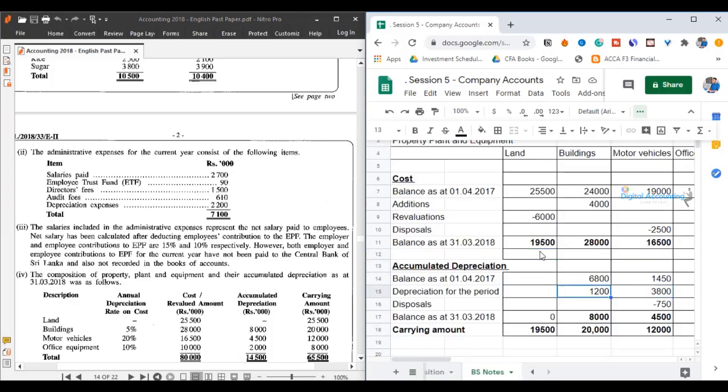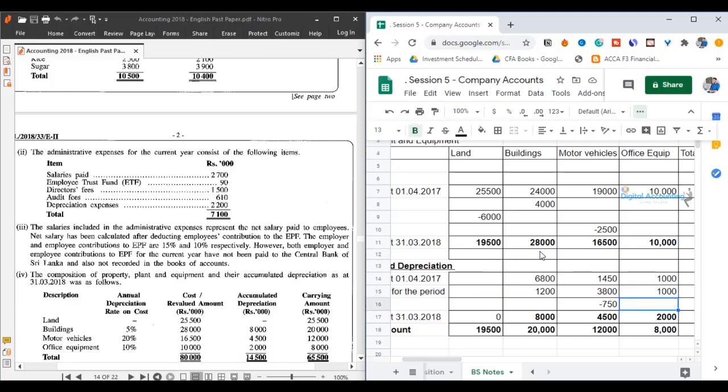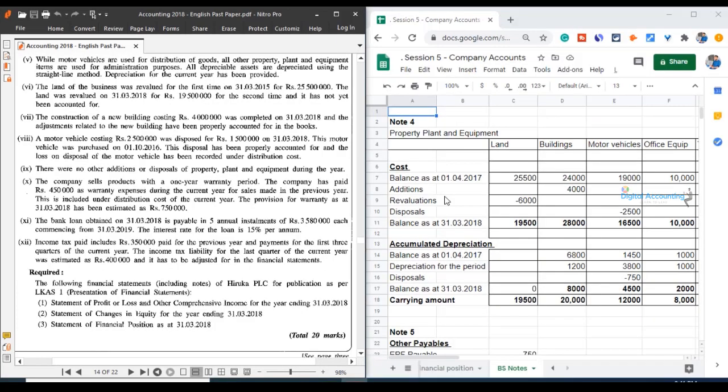So we can cross check here. 1200 for buildings, 1000 for office equipment. So 2200 charged correctly in the admin expenses, and other 3800 already charged according to the examiner's comment. So we don't need to do anything here. The additional information 9. So there were no other additions or disposals of property, plant and equipment during the year.